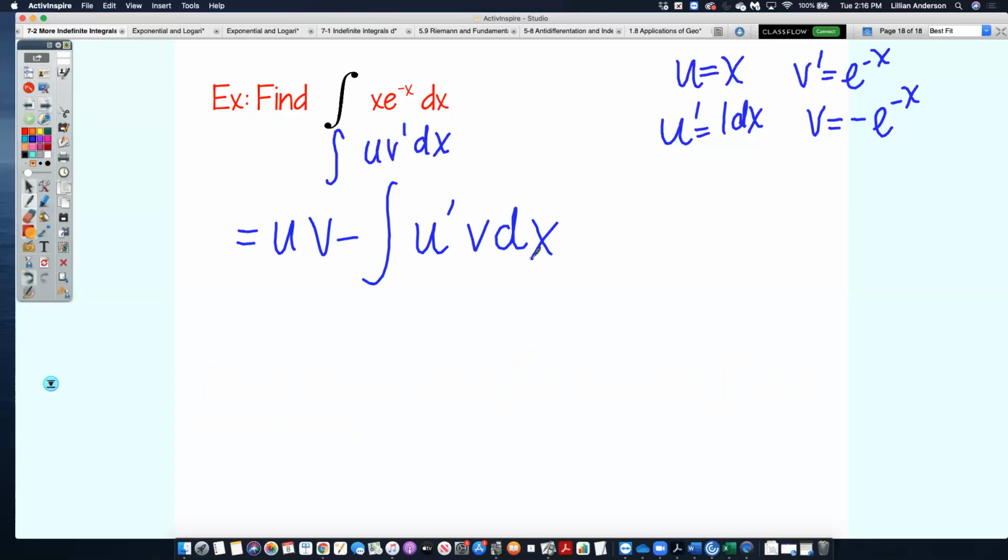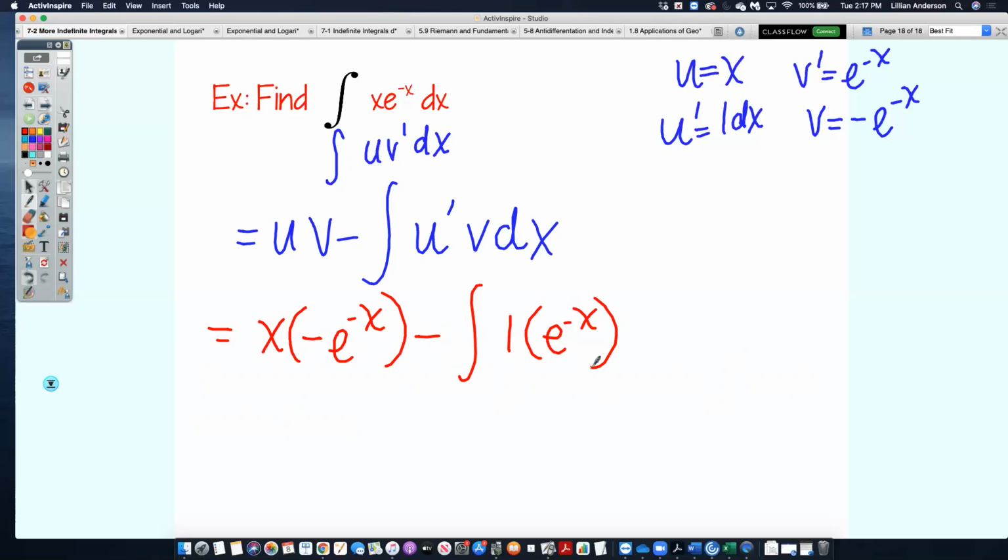All right. So plug everything in. U is x. V is negative e to the negative x, minus the integral. U prime is 1. And then v is e to the negative x. And that 1 dx essentially takes care of the dx there for you. Actually, no, it doesn't take care of it. You still need it.